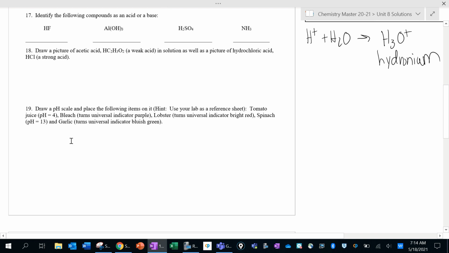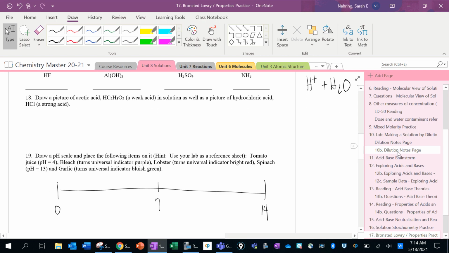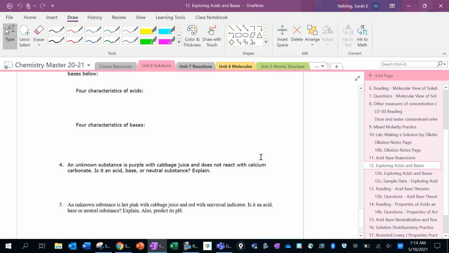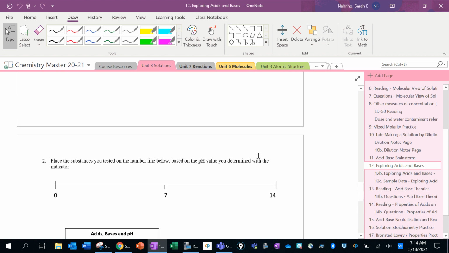Question 19 is asking you to draw a pH scale. So this is what we mean by that. Whoops, I mislabeled that. If you make a number line, 0, 7, 14, and place these along a number line, look back to your lab data from last week. If something turns universal indicator purple, look back at your lab from last week and ask yourself, what did that mean? The lab from last week was page 12, exploring acids and bases. So we're doing something similar to this, making a number line.